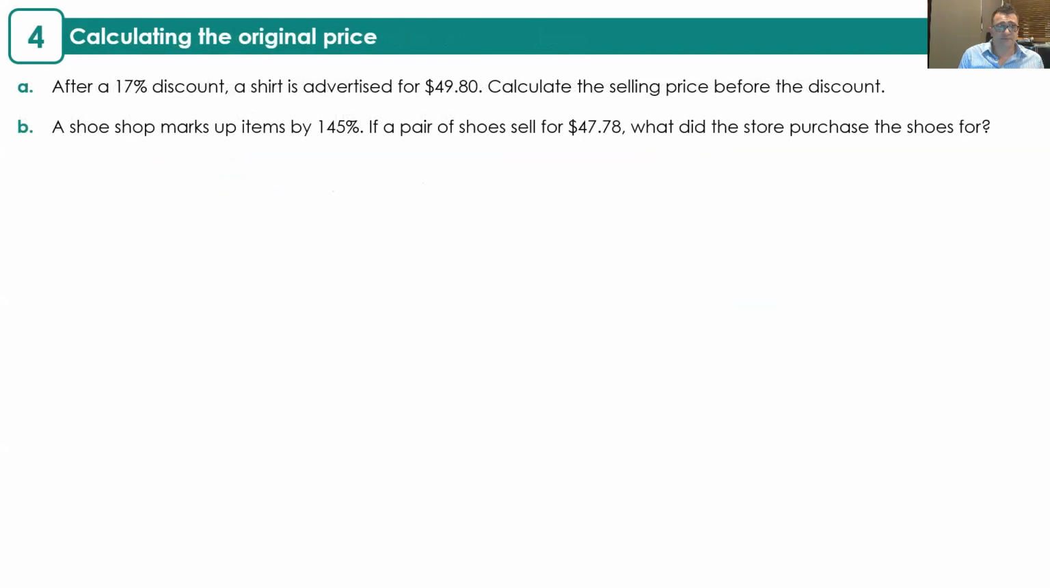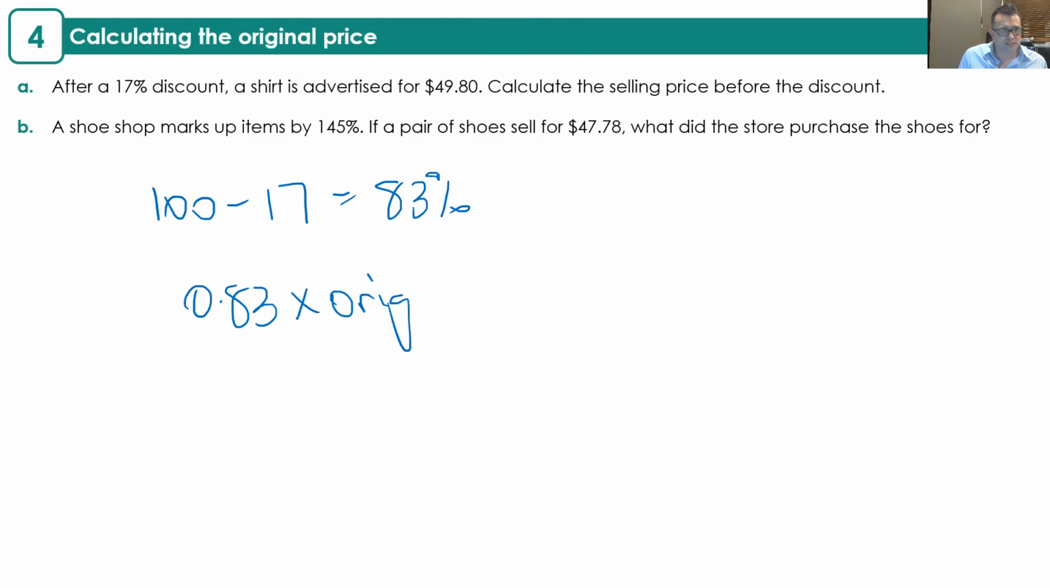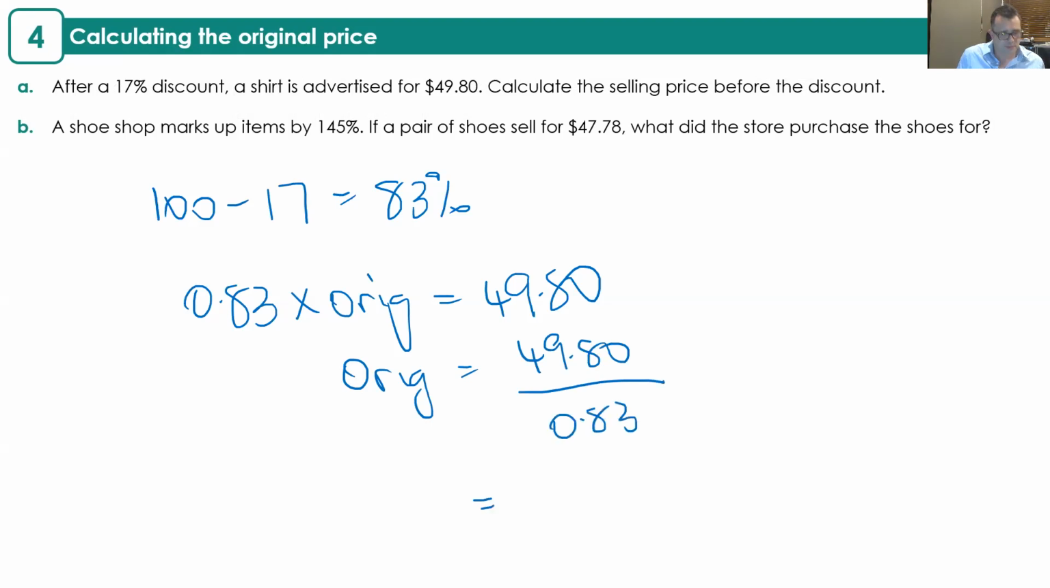So after a 17% discount, the shirt is advertised for $49.80. Calculate the selling price before the discount. So our ratio is going to be 100 minus the 17%, so that's 83%. So we know that 0.83 multiplied by the original price is $49.80. So using a bit of rearranging, we can say the original price equals $49.80 over 0.83. So once again, using my calculator, 49.8 divided by 0.83 is $60. So therefore, the original price was $60.